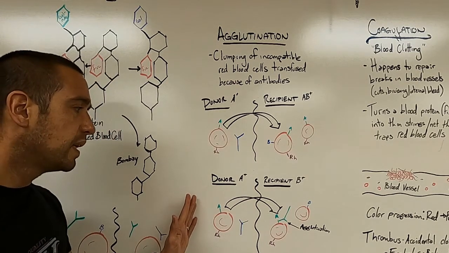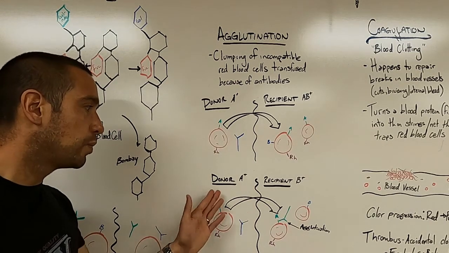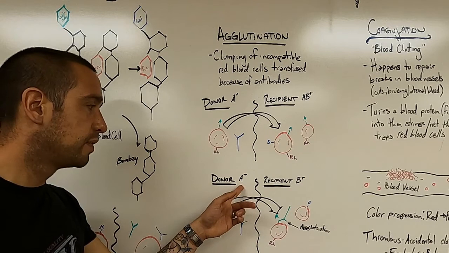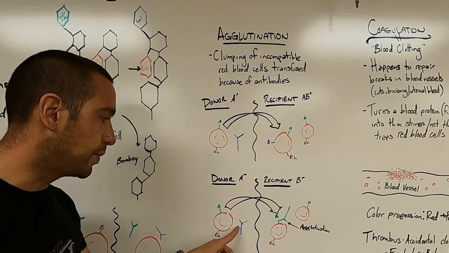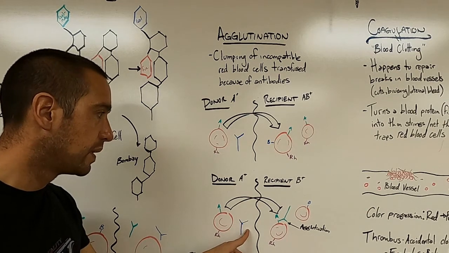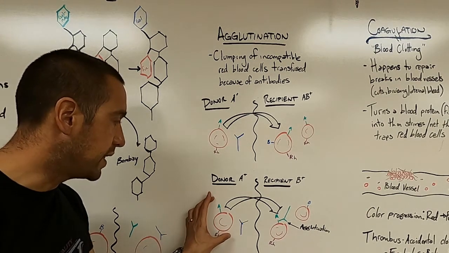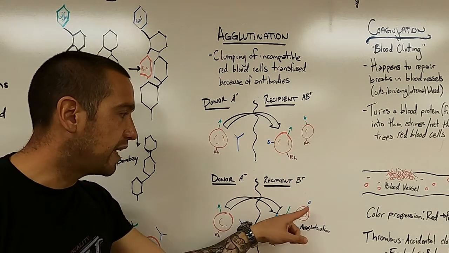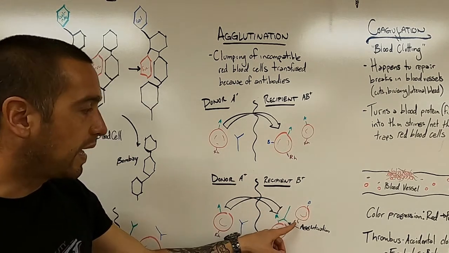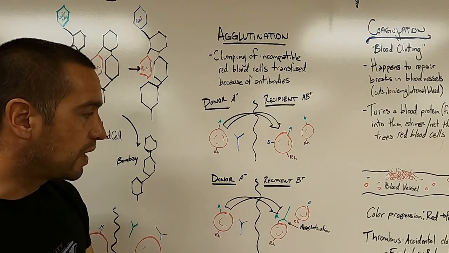Here we have a bad reaction where the donor again is A positive, where they have A and Rh antigens as well as anti-B antibodies. But again, we're only going to take out the red blood cell and we're going to give it to someone who is B positive. And so they have B and Rh antigens on their red blood cells.